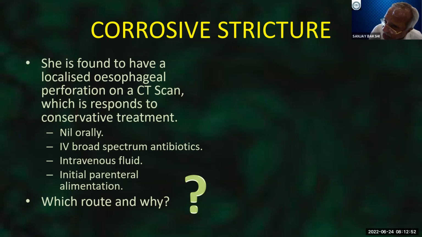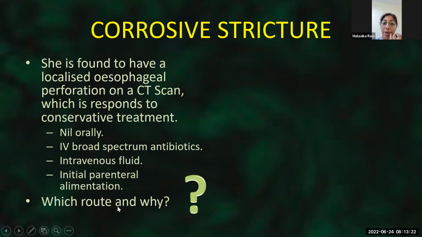Malavika, she has a localized perforation. You can't give her anything orally, so you need to find alternative ways. Initially, because she has infection and everything, it was parenteral alimentation. So what do you mean by parenteral alimentation? Via the central route. Via central route. Excellent. So which route would you choose and why?